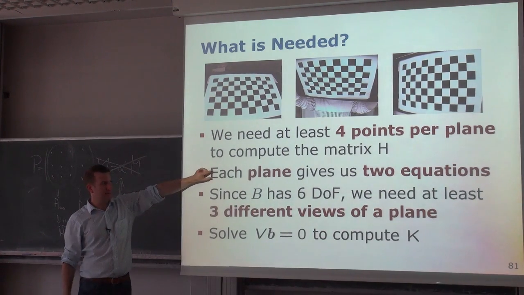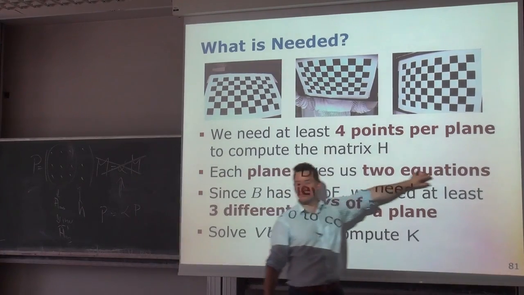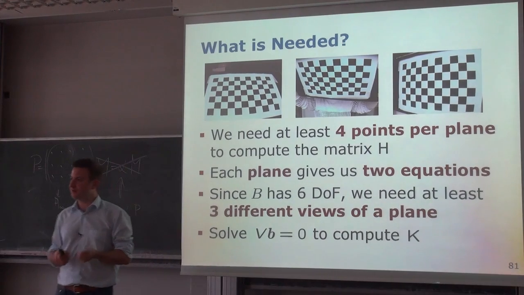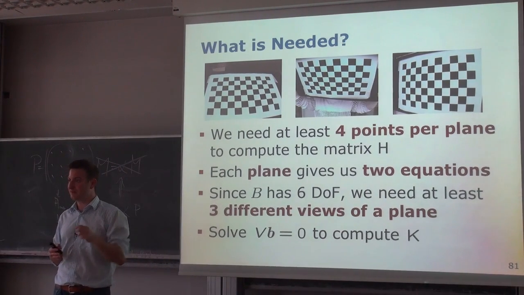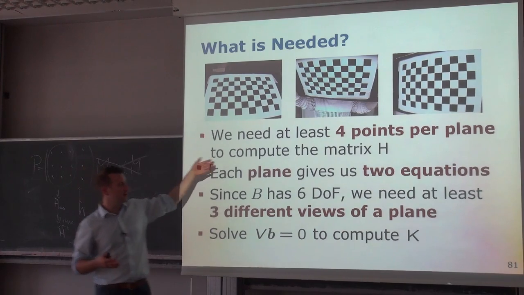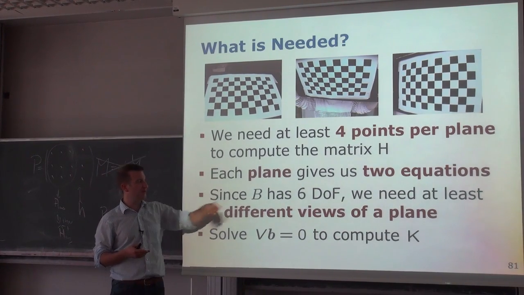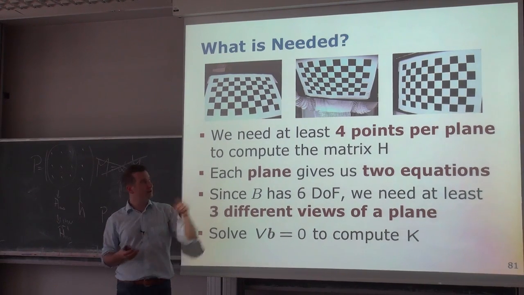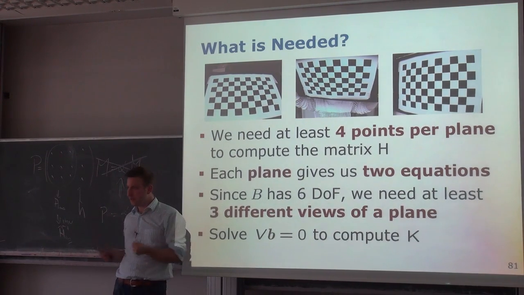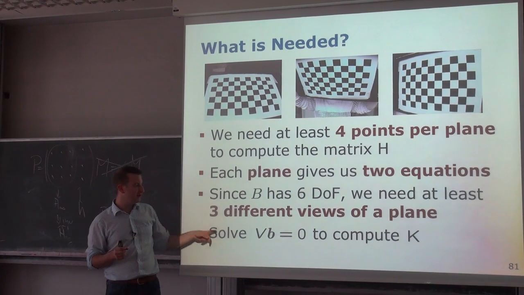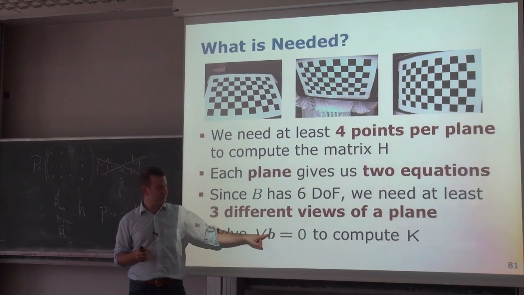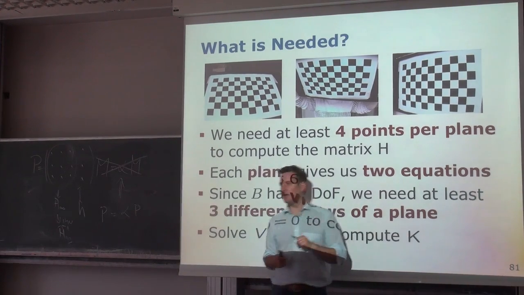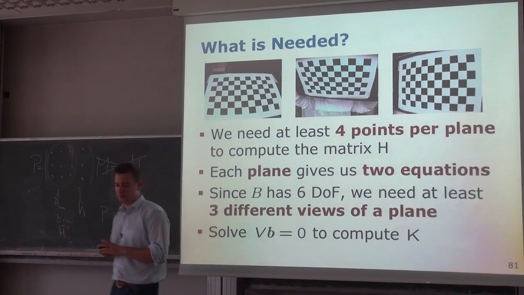And each plane gives us 2 equations. These were exactly the equations I had before. As a result of that, as this matrix B has 6 degrees of freedom, 6 elements, I need to have at least 3 views because 3 times 2 equations gives me the 6 degrees of freedom. So I need 4 points per image, 3 images of that type, and then I can solve this system of linear equations which gives me B, and once I have B, I can easily compute K just by Cholesky decomposition.